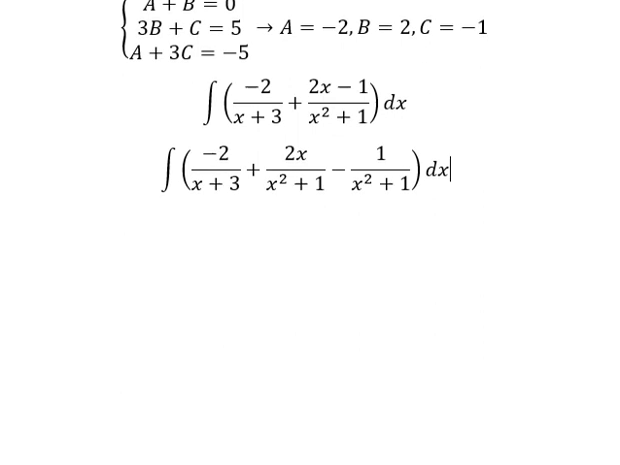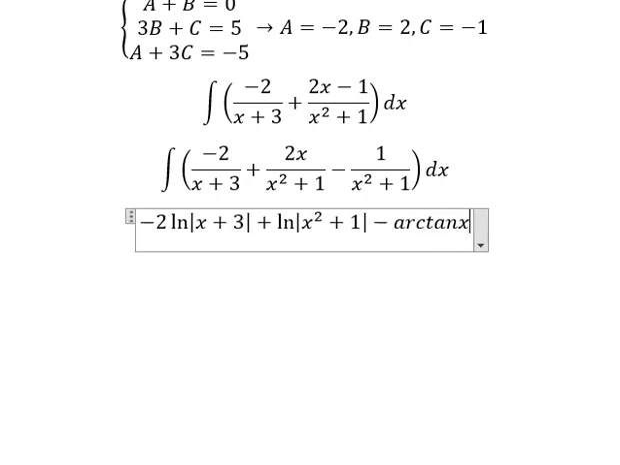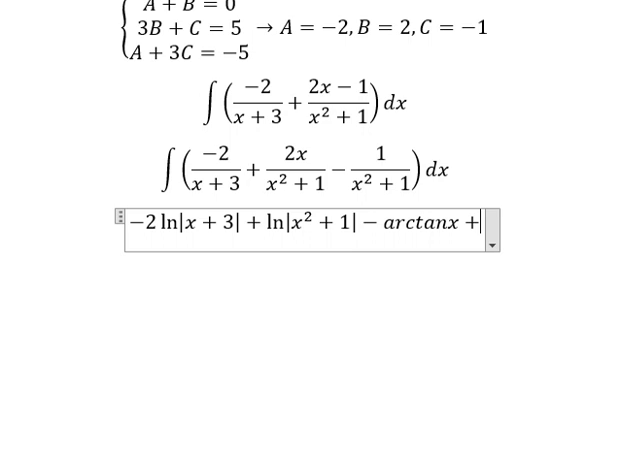And now we have the final answer. The integration of this one, we have negative 2 ln of the absolute value of s plus 3. The next one, we have ln of the absolute value of s squared plus 1. And the last one, we have negative arctan of s. And I will put plus C.